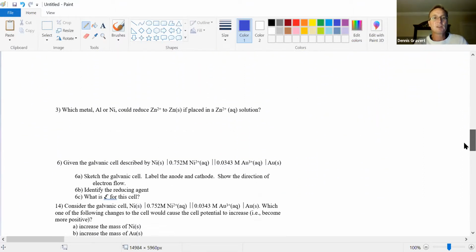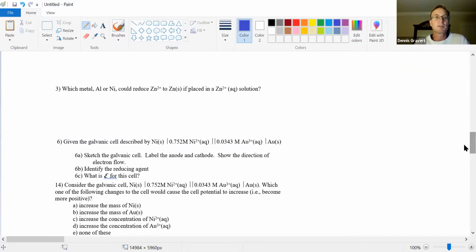Okay, next one. Ooh, this is an important one. And it's not a hard one, but it's important. Which metal, aluminum or nickel, could reduce zinc +2, the Zn(s), if placed in an aqueous zinc cation solution? Okay, the key word here is reduce.